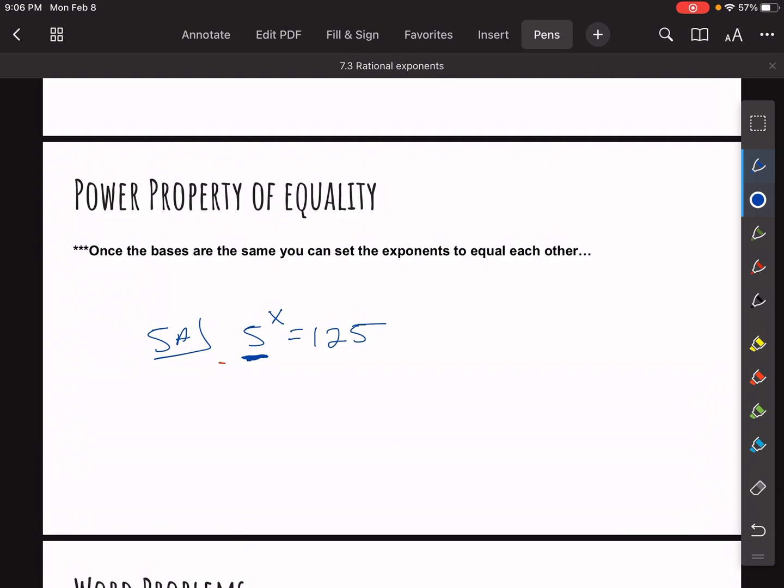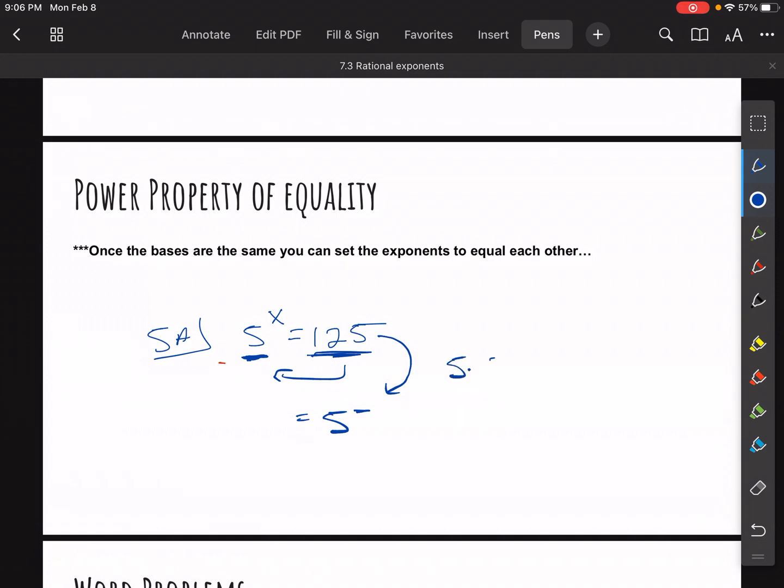So, but this 125, can I make that look like that 5? In other words, can I take 5 to some power and make it equal to 125, right? So I want to write this as a base 5. Okay, so let's think about that.